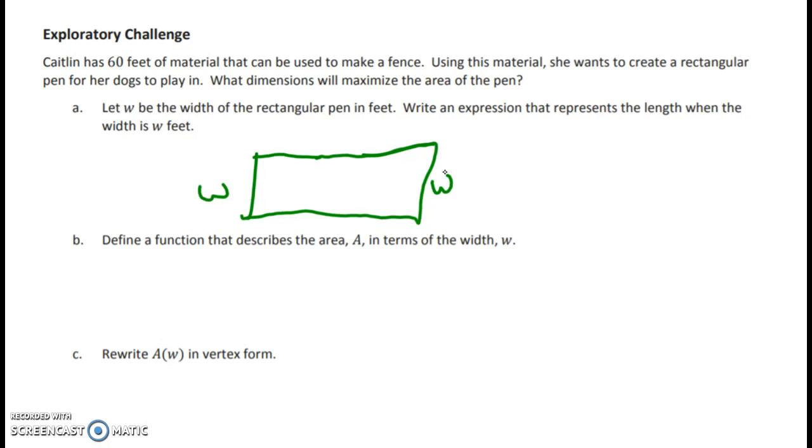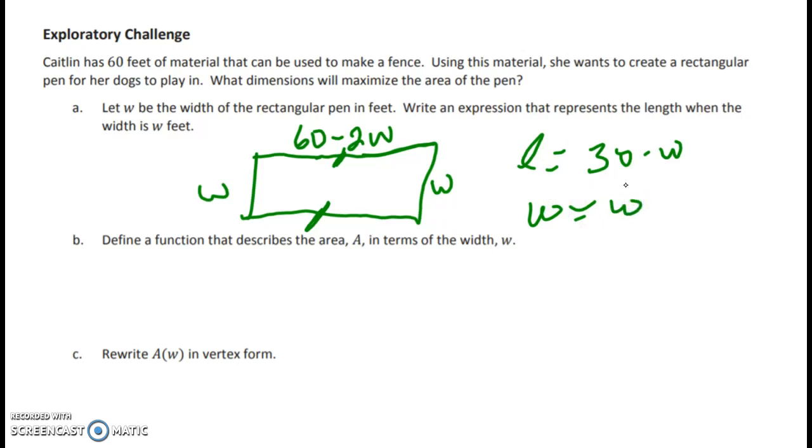My length is going to be 60 minus 2W, or as we can think of it, 30 minus W, because I have 2 lengths here and here, because it's a rectangle. My length is 30 minus W, my width is W. The perimeter has to be 60.